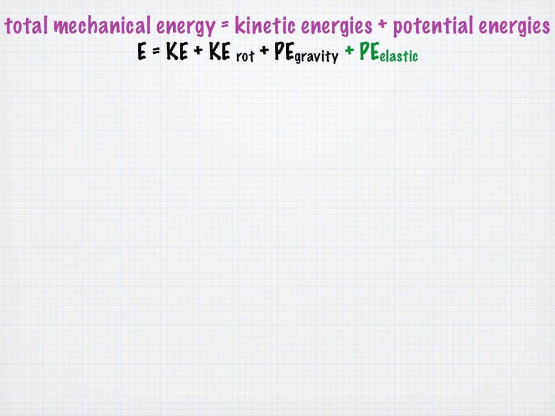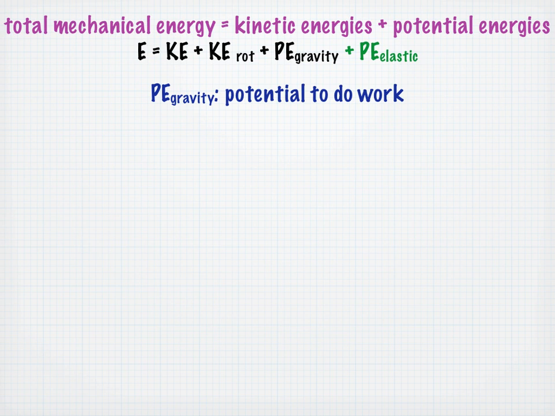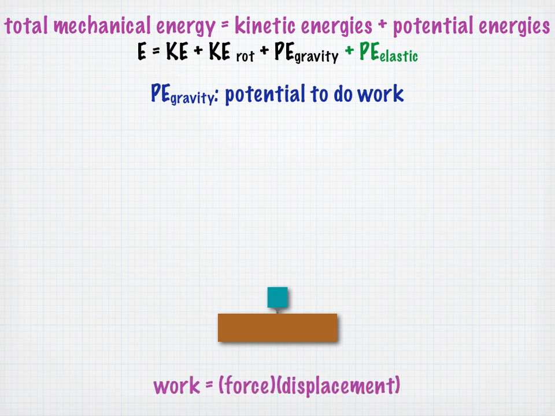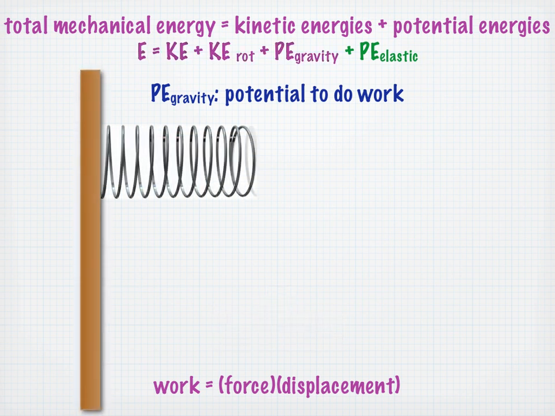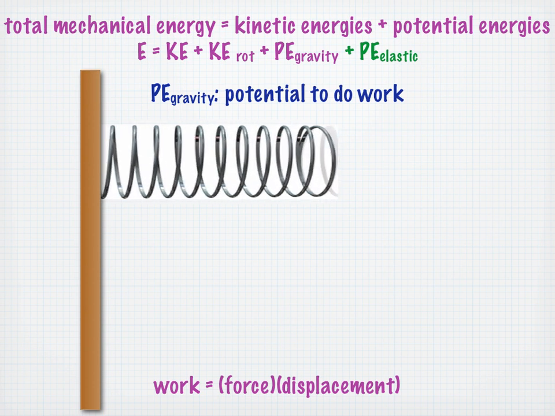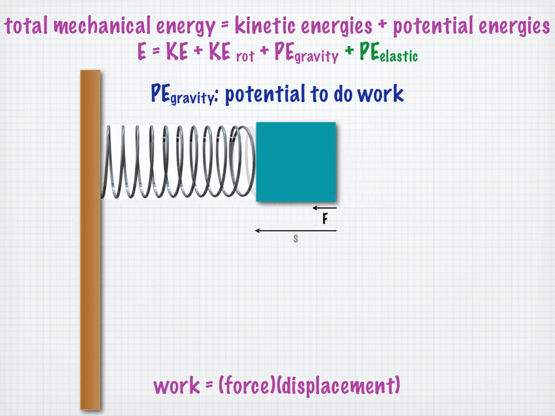An object has gravitational potential energy if it has potential to do work. If an object is at a distance above Earth's surface and is allowed to fall, it can do work. Remember what work is? Applying a force to an object that causes its displacement. A spring has elastic potential energy when it's compressed or stretched because it has the potential to do work. If an object is attached to a stretched spring and the spring is allowed to relax, the spring can do work on the object.